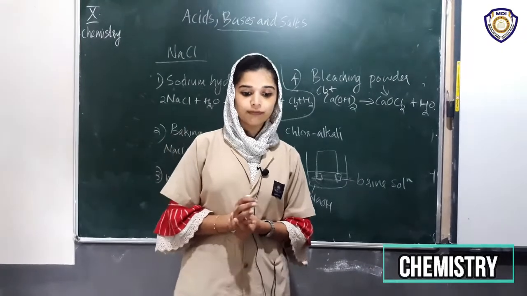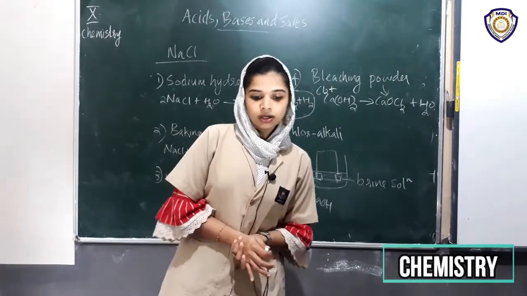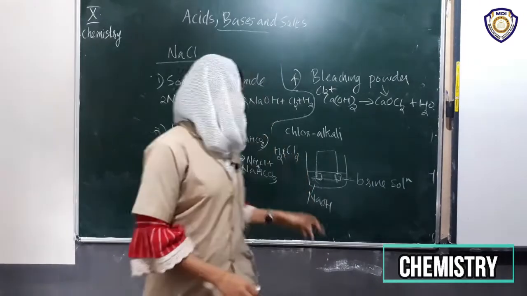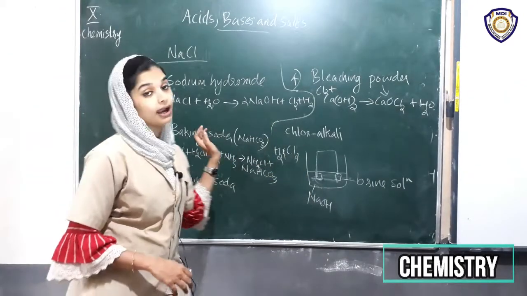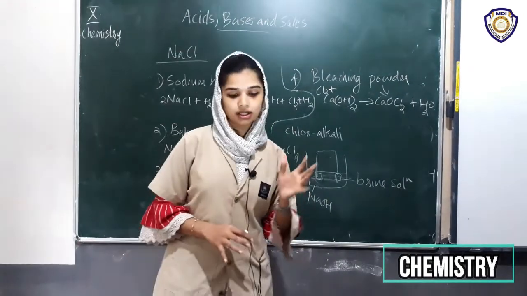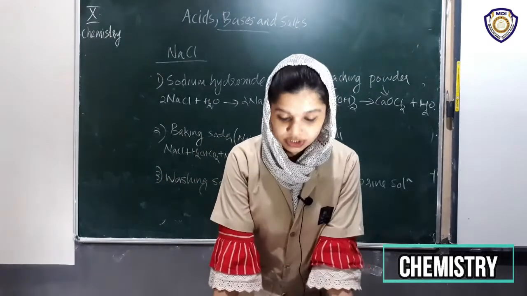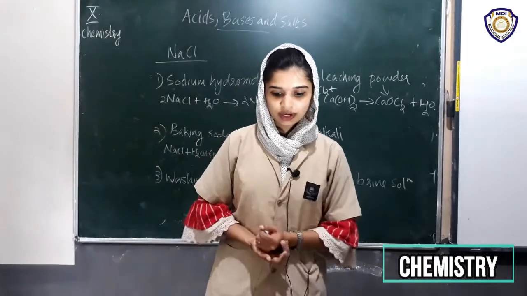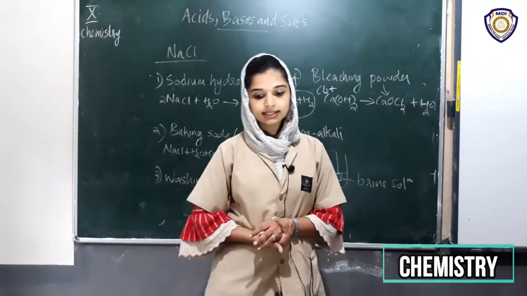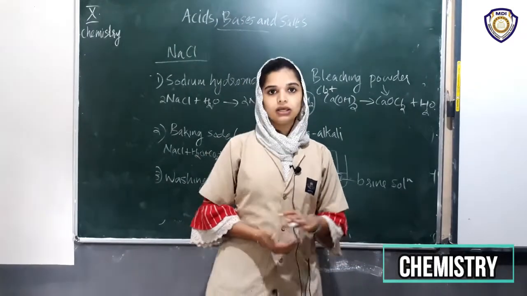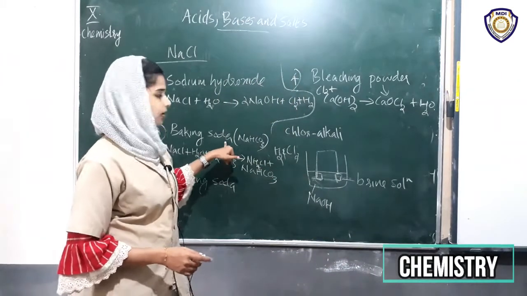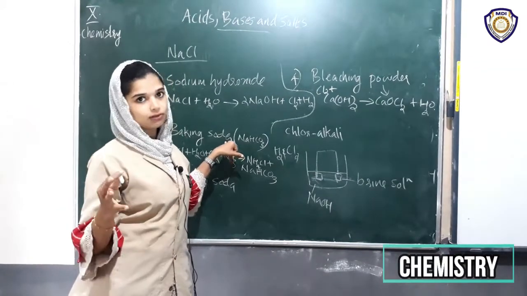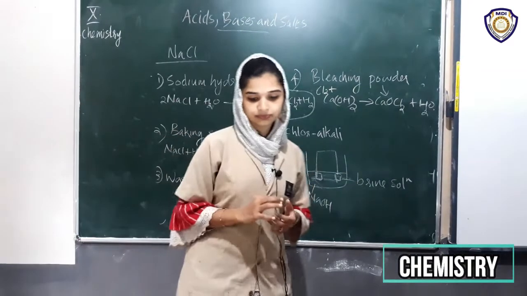Then next, uses of baking soda. Baking soda is used for making baking powder, which is used for making cakes. Baking powder is a mixture of baking soda and a mild edible acid such as tartaric acid. This baking soda, when added with an edible acid, gives us baking powder.